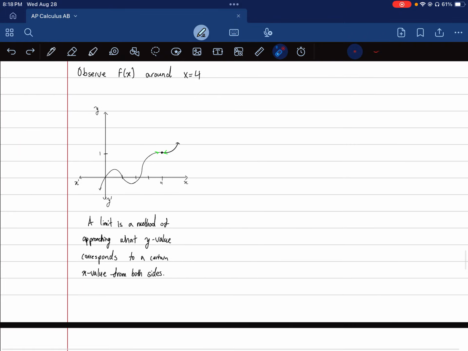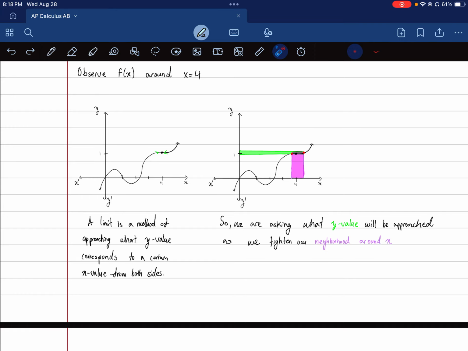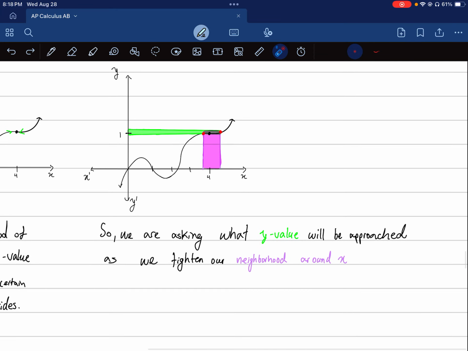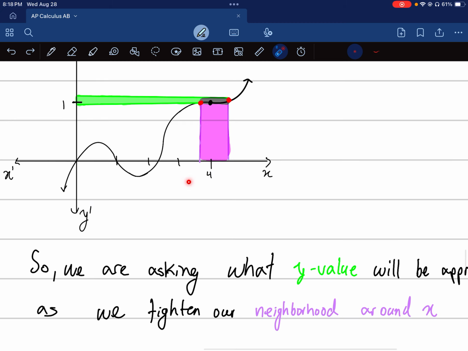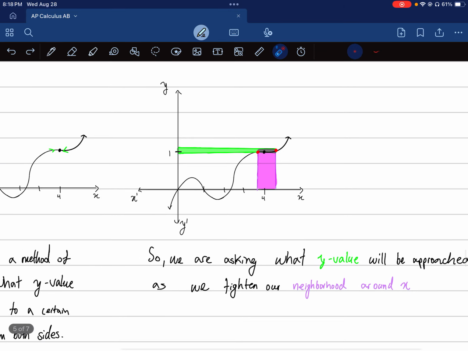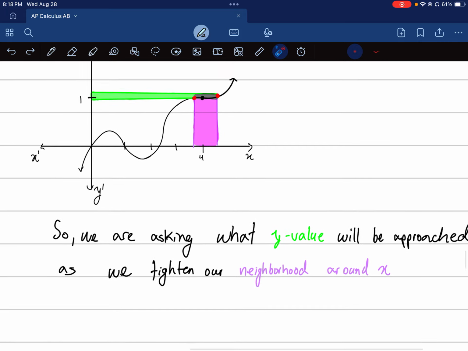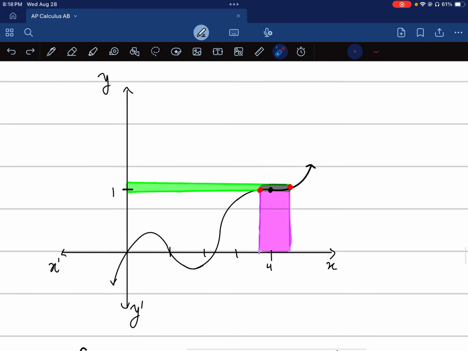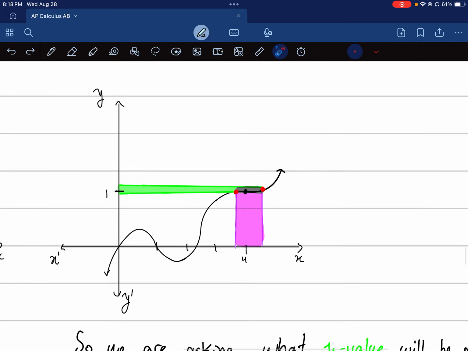A better way of thinking of this might be the following. Here we have two rectangles, kind of. So this is a neighborhood around 4, which is our x value. We are asking what y value will be approached as we tighten this neighborhood. That's really what a limit is. So as this neighborhood gets smaller and smaller, what y value seems to be approached?